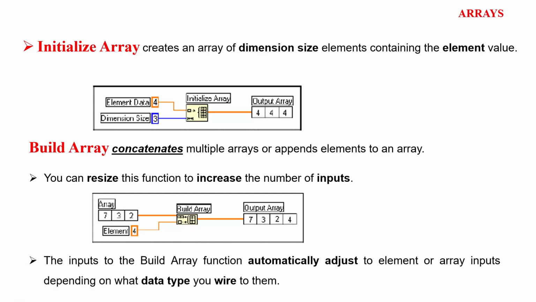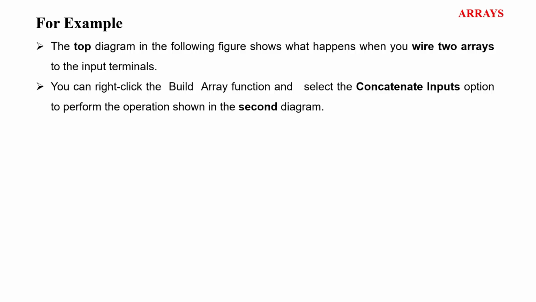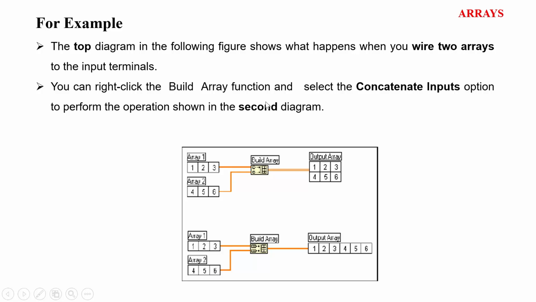The inputs to the Build Array function automatically adjust to element or array input depending upon what data type you wire to them. If it is an array, it will be an array. If you have an element, it will be an element. Or if you have a Boolean array, it will be a Boolean array. In this example, the top diagram shows when you wire two arrays to the input terminal. If you want to concatenate, just right-click and select Concatenate Inputs. The output will be of this type.